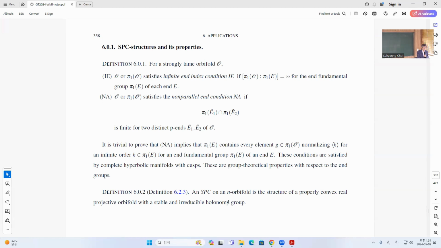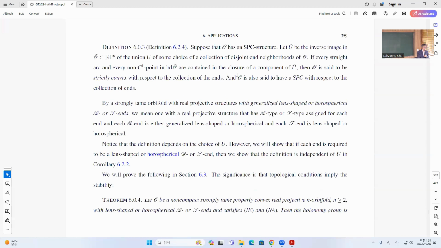Right. So SPC is a stable properly convex manifold with a stable and irreducible holonomy group. And in definition 6.03, if you have an SPC structure, and then you look at some collection of end neighborhoods, and you take the inverse image, if every straight arc or non-C^1 point in the boundary of O tilde is contained in the closure of these, then O is said to be strictly convex with respect to the collection of the ends. So O is said to have a strictly convex projective structure.